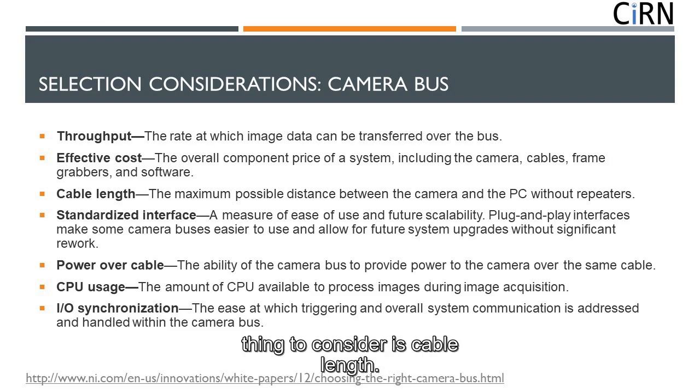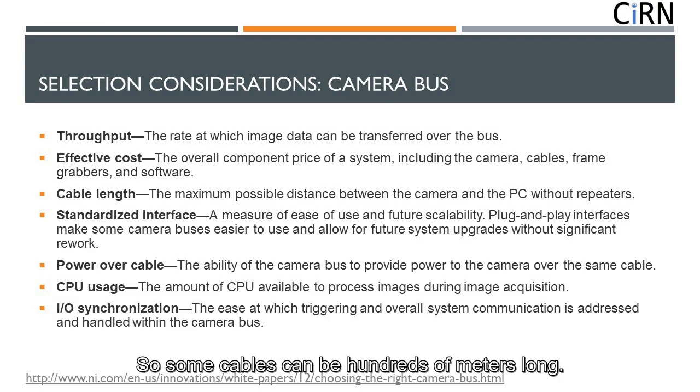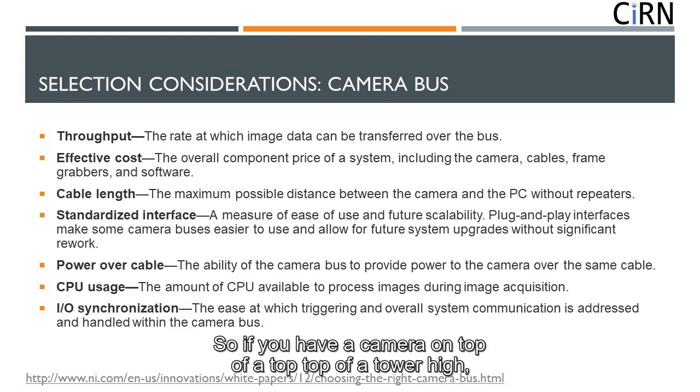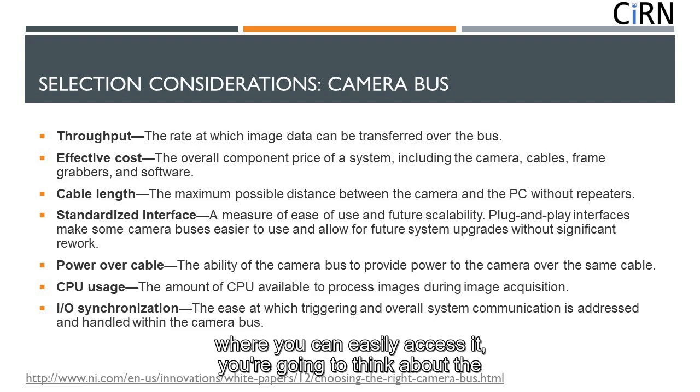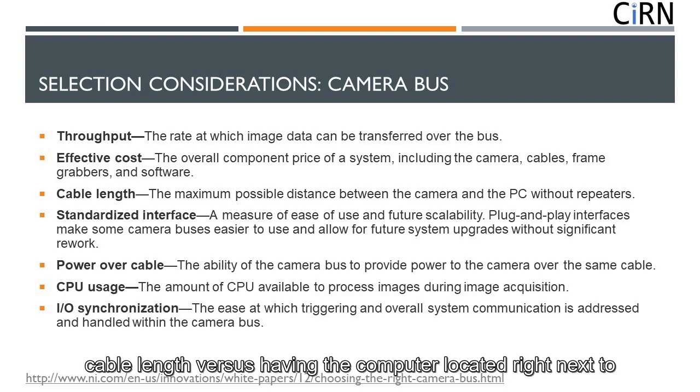Another thing to consider is cable length. Some cables can be hundreds of meters long. So if you have a camera on top of a tower high up, but you want to have your computer down on the ground where you can easily access it, you're going to think about the cable length versus having the computer located right next to your camera.